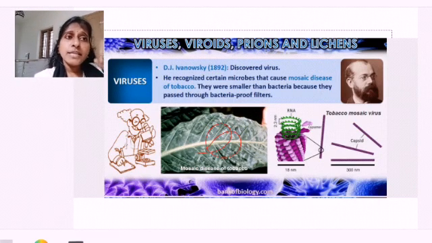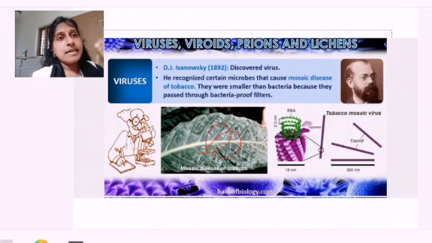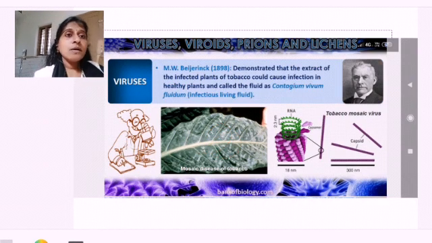They were much smaller than bacteria, because when these powders were taken and passed through a bacteria-proof filter paper, where bacteria cannot pass, these viruses could pass because they were smaller than bacteria. That is why they couldn't be trapped in the trap which was made for bacteria. So, it was concluded that they are smaller than bacteria, right.